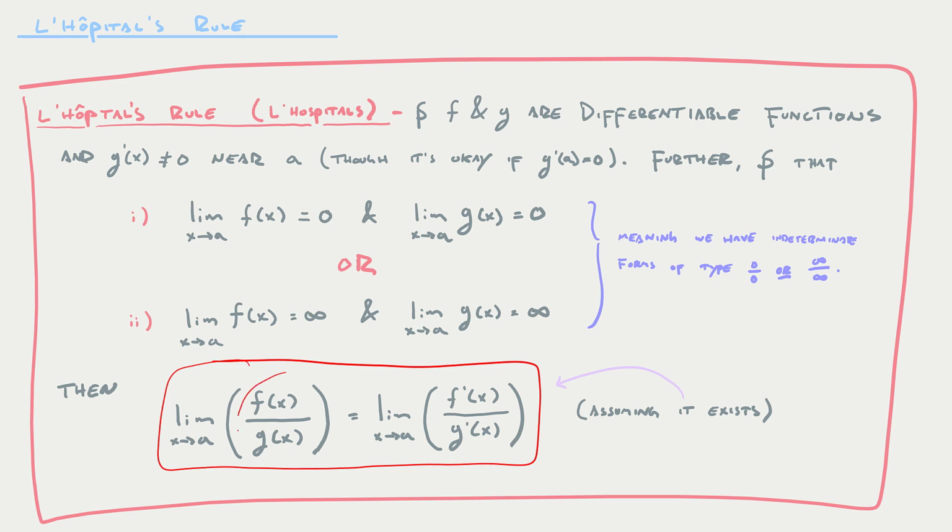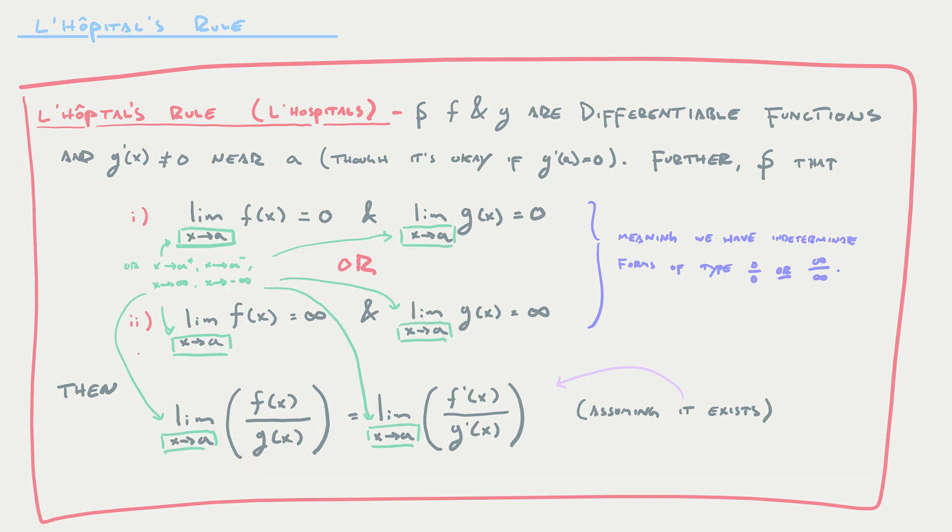Because we're set up like this, and either 1 or 2 is true, then we're looking at type 0 over 0 or infinity over infinity indeterminacies. It's one of those two things. And if you have a situation like that, you're going to have to verify that these are true to actually apply L'Hopital's rule on that particular limit. But then you can just differentiate the numerator, differentiate the denominator, and look at the limit of that thing.